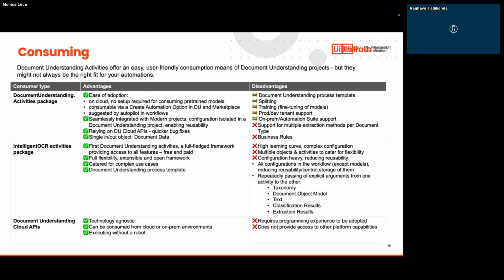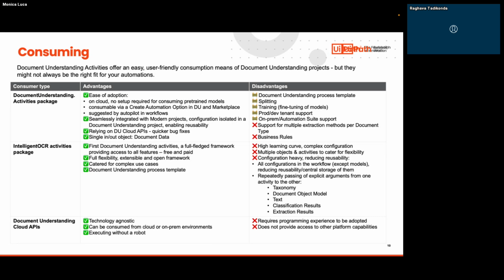We don't yet support splitting. We don't yet support training, but all these are in progress, similarly to dev to prod tenant support and on-prem Automation Suite support. We have planned, but not yet in progress, the support for multiple extraction methods per document type, similarly as the data extraction scope supports in Intelligent OCR, as well as business rules.